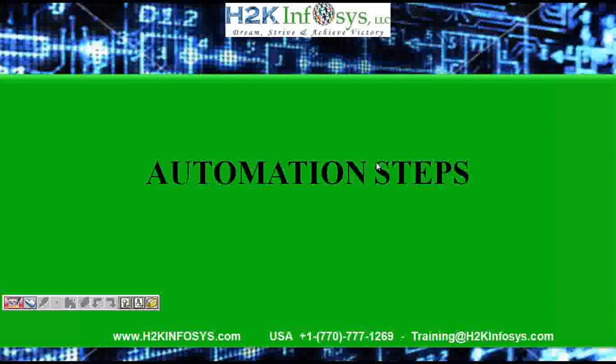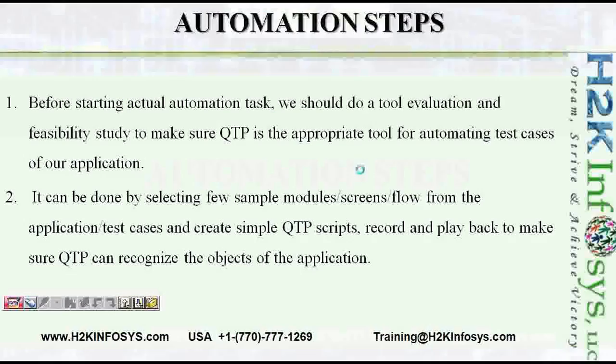In this session, we will be discussing the different steps to be followed as a part of automation testing. Before we start with the actual automation task, we should do a tool evaluation and a feasibility study to make sure that QTP is an appropriate tool for automating the test cases of our applications. It can be done by selecting a few sample modules, screens, and flows from the application test cases, and then we create simple QTP scripts, record them, and play them back to make sure that QTP can recognize the objects of the application.